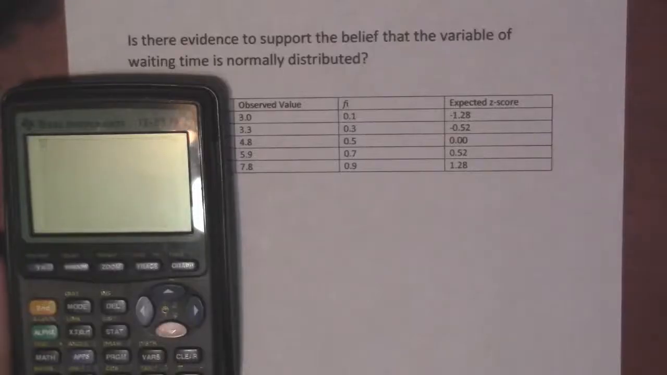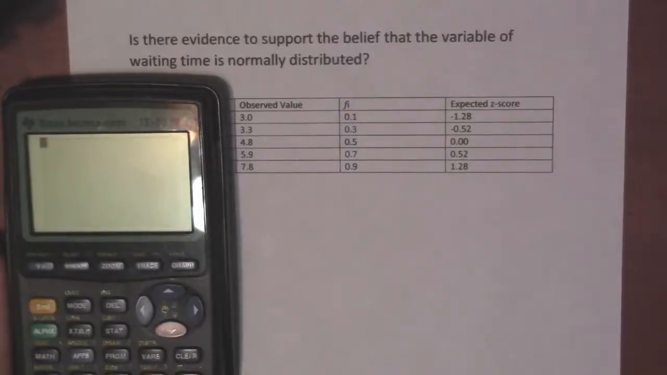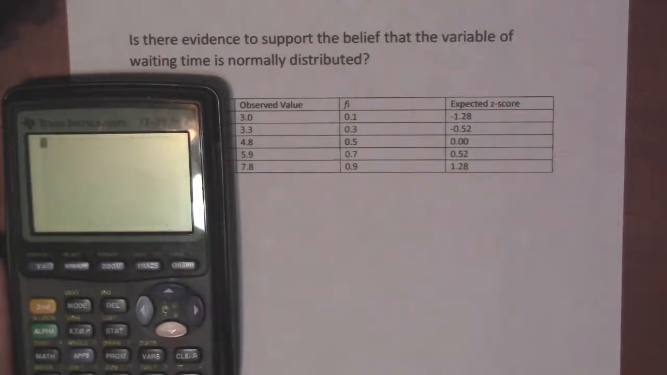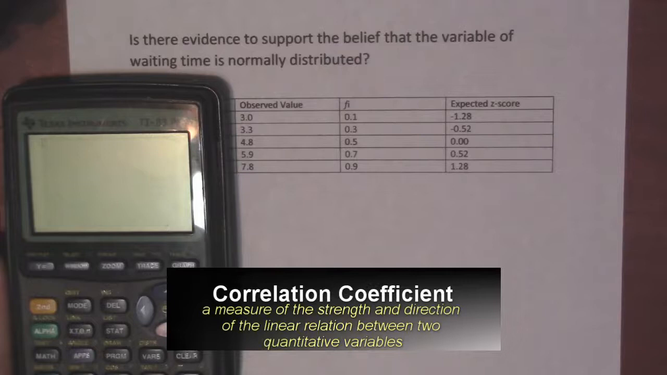So now that we've plotted our points on the chart and determined that it looks like it's approximately normal, we need to find our correlation coefficient to compare it to our critical value to determine if it is in fact approximately normal. So our correlation coefficient is a measure of the strength and direction of the linear relation between two quantitative variables. And this is from section 4.1. So if you need a little refresher course on correlation coefficient, that's where I would look.